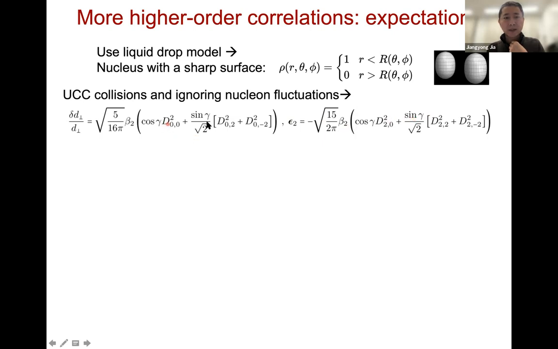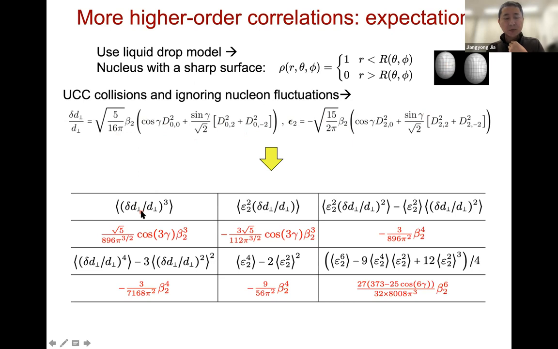This D is a Wigner rotation matrix, which contains the Euler angles here. But of course, I don't have a constant term because this is a smooth geometry. There's no nuclear fluctuation. So the eccentricity without the deformation is equal to zero. So there's only beta two and gamma dependence. I can do a very simple, quick calculation to estimate what this high order correlation expectation value should be. You can see how the gamma and the beta come in.